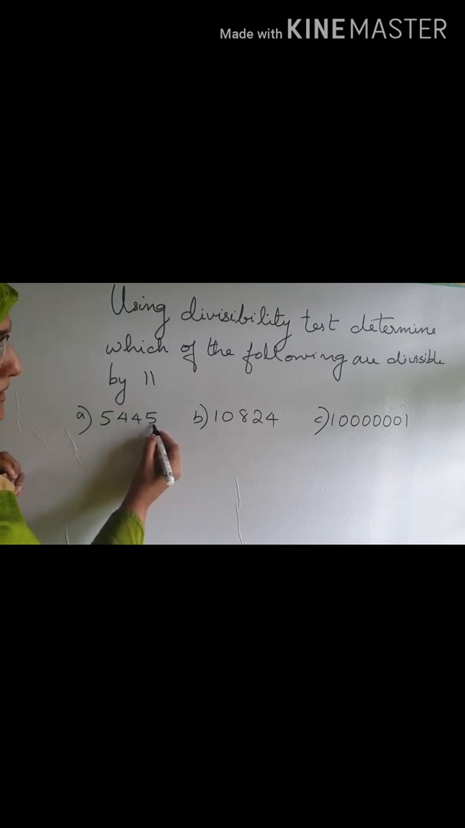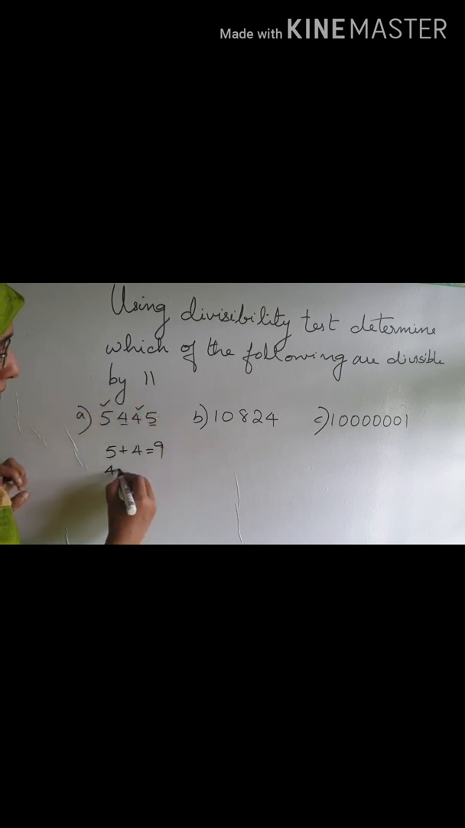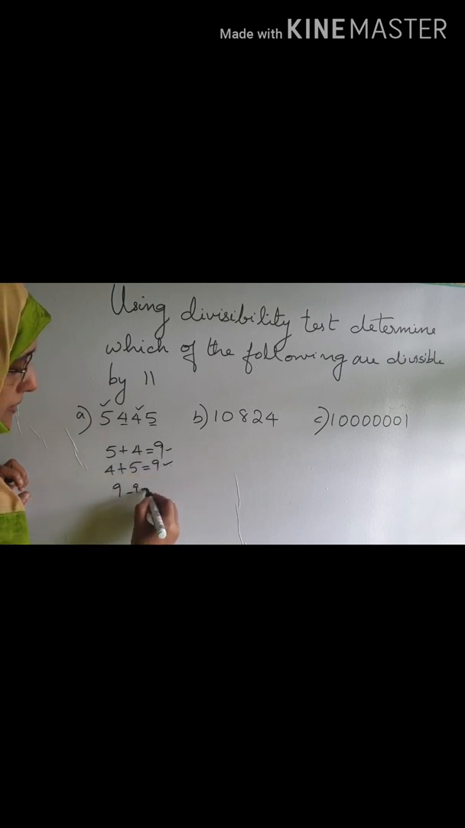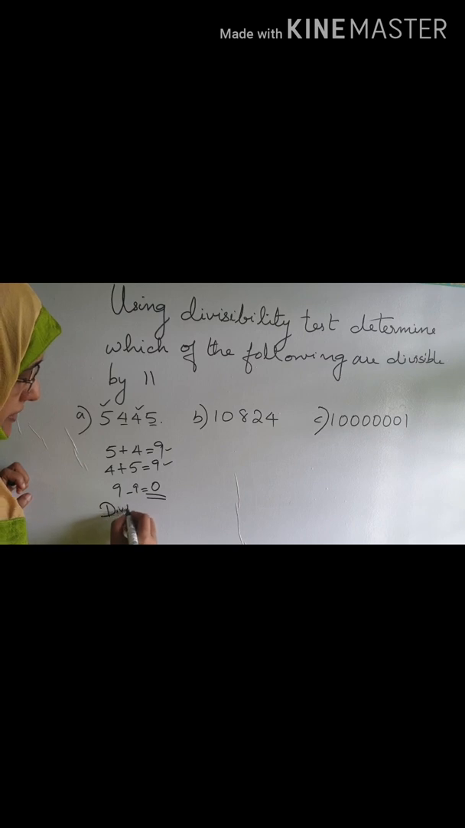5445. First step is to start from the right side and take the alternate numbers. That is 5 plus 4, 9. Take the other numbers, 4 plus 5, that is also 9. Next step, find the difference between these two. 9 minus 9 is 0. I told you, if we get the answer as 0, then the number will be divisible by 11. So this number is divisible by 11.